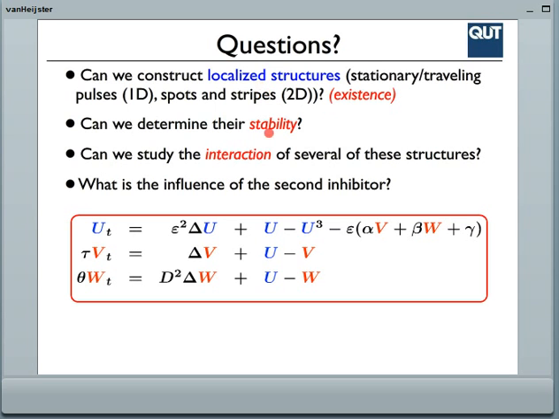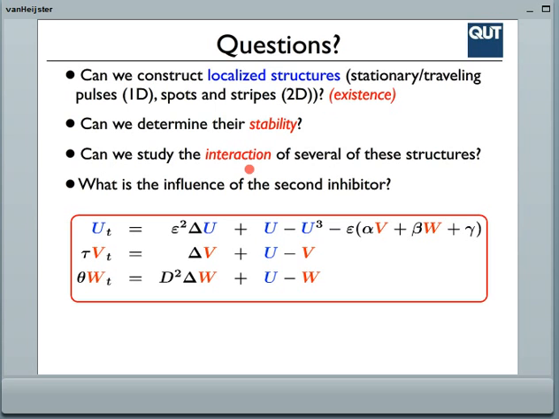After that, can we prove whether they are stable? Do we see them in real life? Do we see them in nature? Finally, if you have several of these localized structures, what happens if you put them next to each other? How do they start talking to each other?